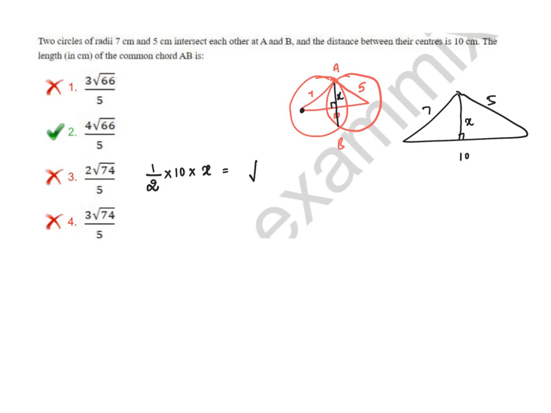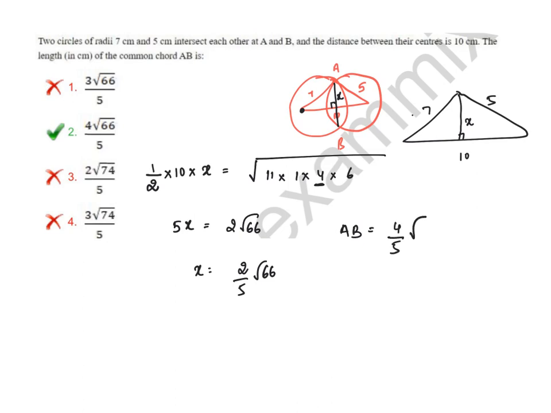So under root of, you can say 10 plus 7 plus 5, 22, 22 by 2 is 11, 11 into. So 11 minus 10 is 1, 11 minus 7 is 4, 11 minus 5 is 6. So you got this. Root of 4 is 2. So 5x is equals to 2 under root of 66. X is equals to 2 by 5 root of 66. But AB is 2 times of X. Therefore, 4 by 5 root of 66.